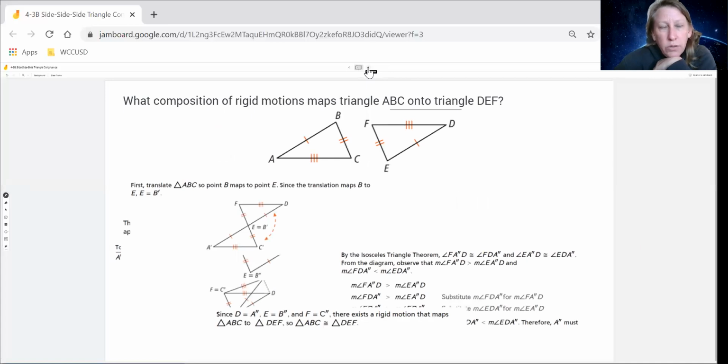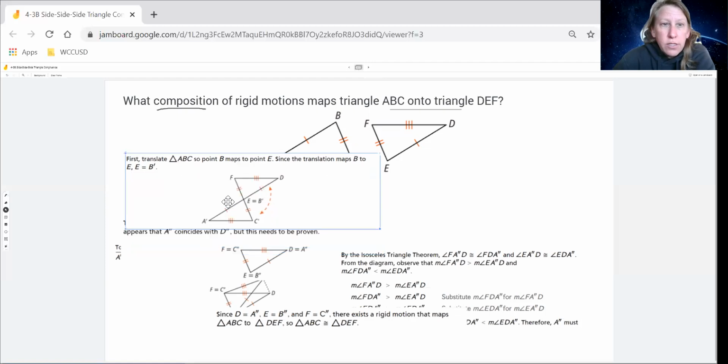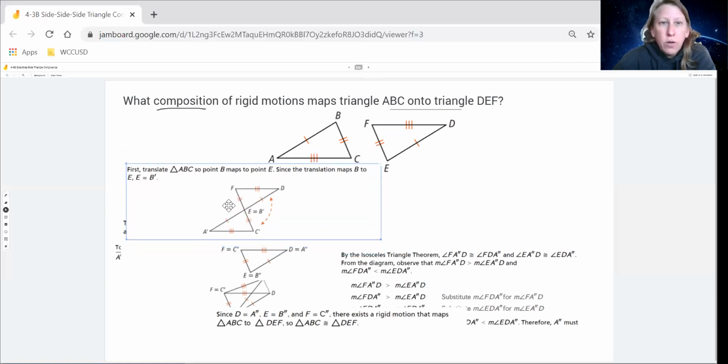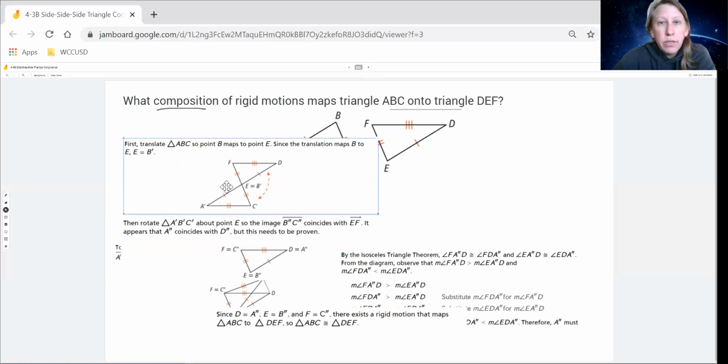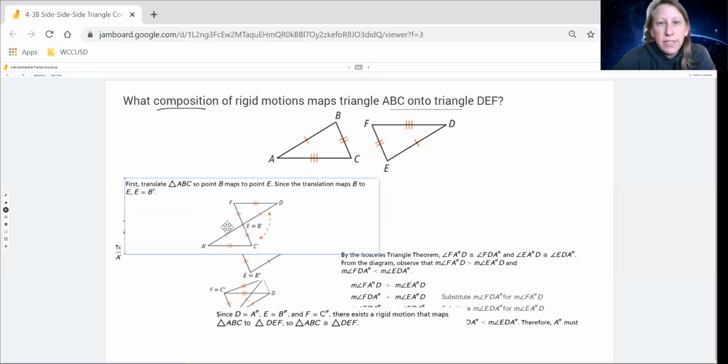Okay, so this slide is showing us that there is a composition of rigid motions that would map triangle ABC onto triangle EFD, or DEF, excuse me. There is a lot of interesting and kind of complicated math. If you want to go really deep with compositions, we can look through this. Let's just look through it super quickly though. So the deep, somewhat complicated way to say that these two triangles are the same size and shape through a proof by transformations would look like this.